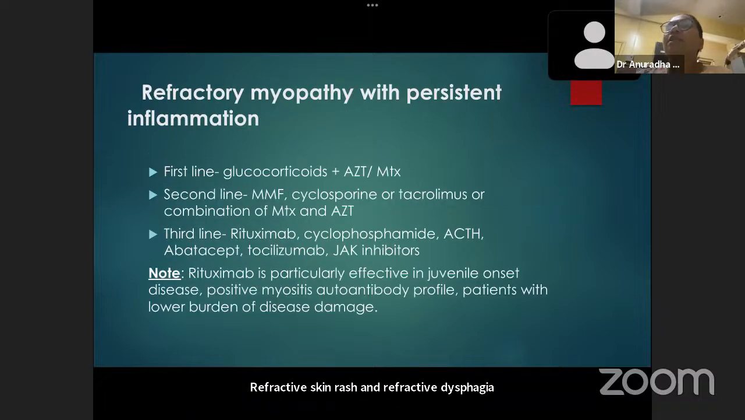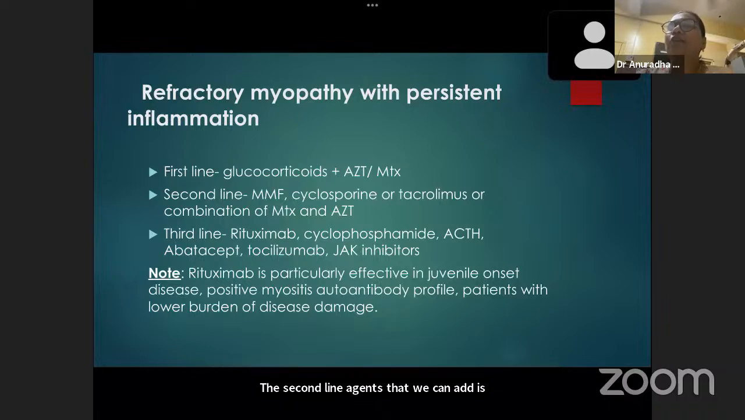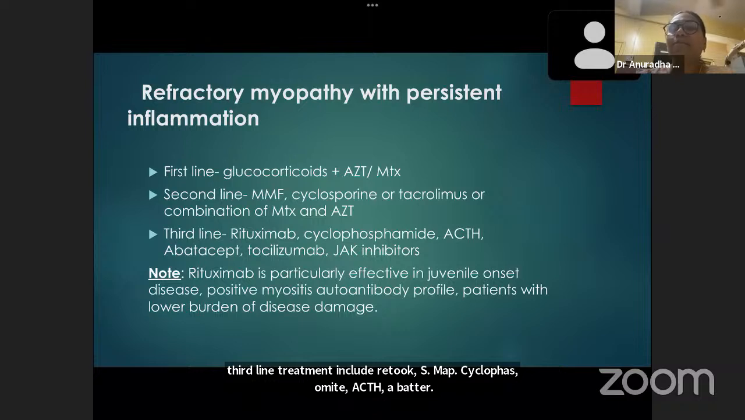So for refractory myopathy with persistent inflammation, we know that the first line treatment is glucocorticoids with azathioprine or methotrexate. The second line agents that we can add are MMF, cyclosporine, tacrolimus, or a combination of methotrexate and azathioprine. The third line treatment includes rituximab, cyclophosphamide, ACTH, abatacept, tocilizumab, and the recent one is JAK inhibitors.